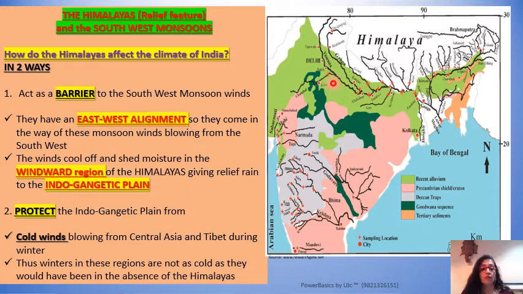Okay. So, how do the Himalayas react with the southwest monsoons? They are a barrier. So, there is rain in the Indo-Gangetic plain, from the southwest monsoon, both branches, the Arabian Sea branch and the Bay of Bengal branch. They also protect India from the cold winds from Siberia and Central Asia.